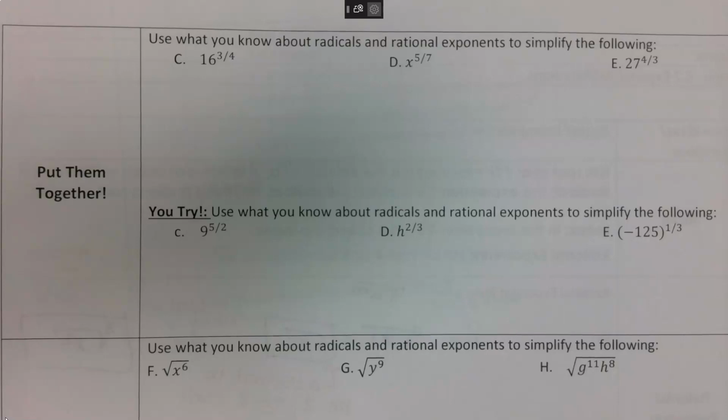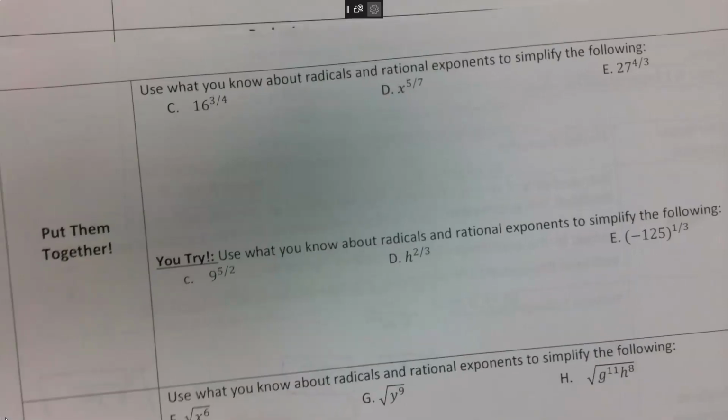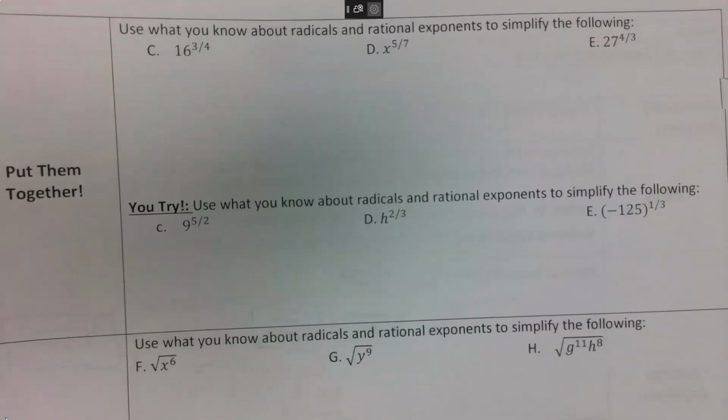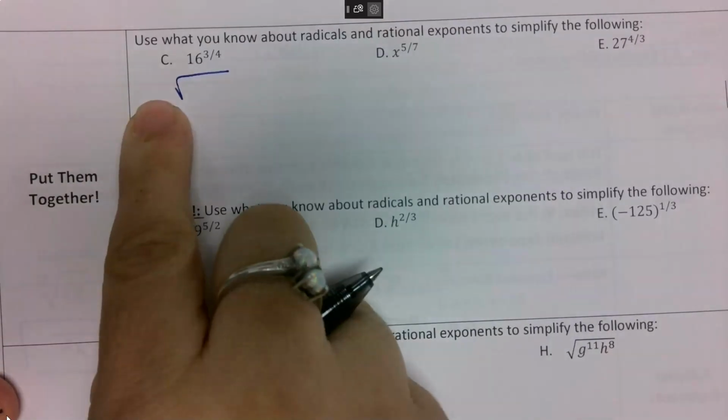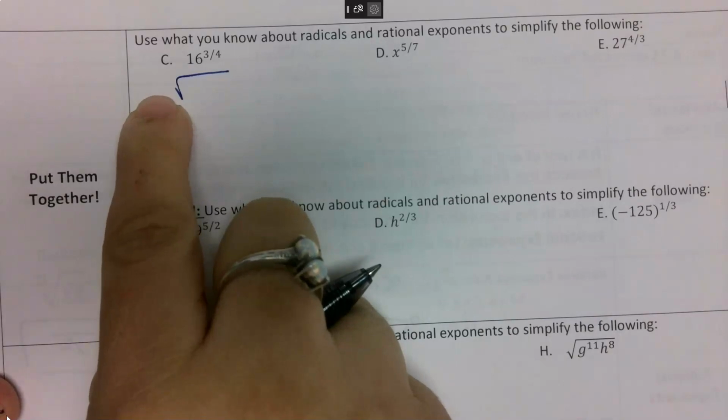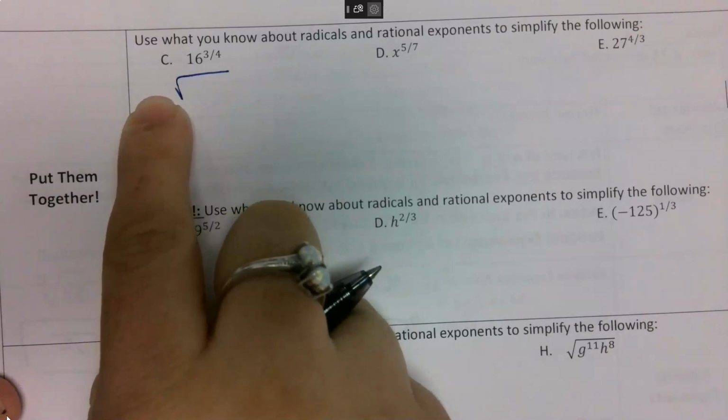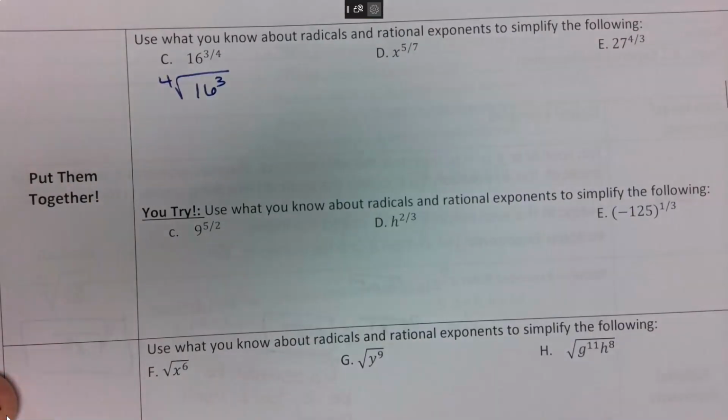On the backside, we want to put what we learned this entire chapter all together. So if I have something that's written as 16 to the 3/4, I want to rewrite it as a radical. What tiny number am I putting up here? 4. And then on the inside, I have 16 cubed. So since this is a number, I can type this into my calculator.